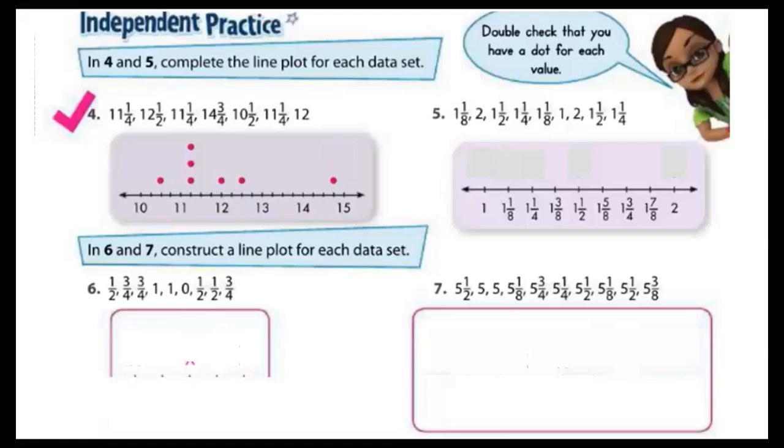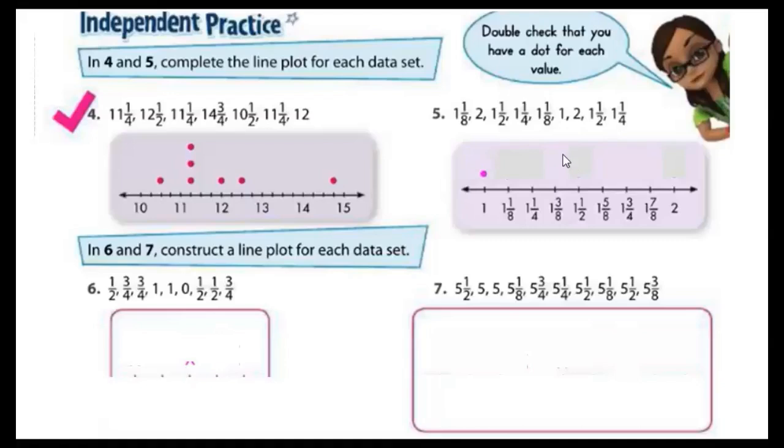Let's move to question number 5. 1 and 1 over 8, 2, 1 and a half, 1 1/4, 1 and 1 over 8, 1, 2, 1 and a half, 1 and 1/4. So in this question, I'm going to select the least value we have here. Here is 1. Is there any repetition for 1 as a whole number? No, necessarily just 1. So I'm going to represent it by 1 dot over.